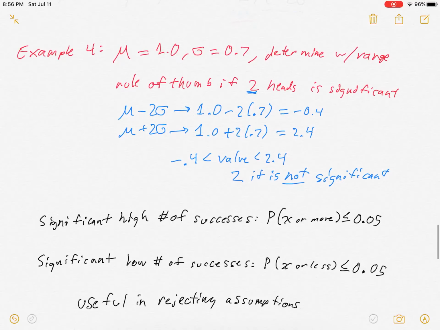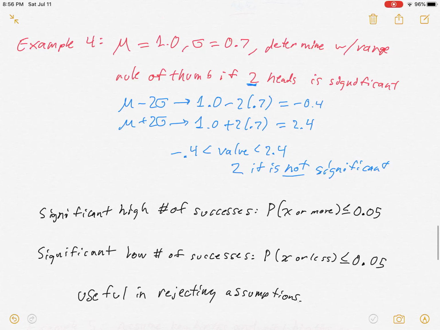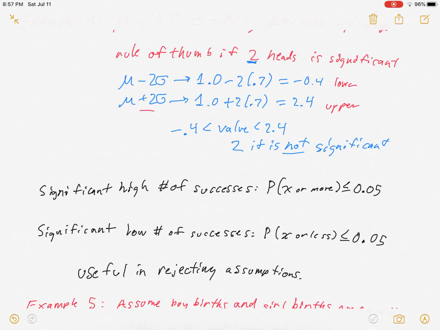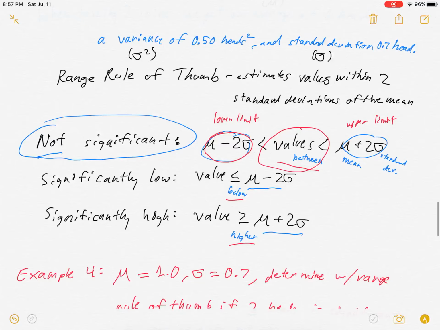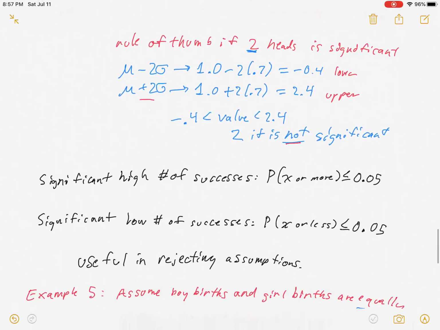Now let's try this example. Example 4. Mu equals 1, sigma equals 0.7. Determine with the range rule of thumb if 2 heads is significant. So mu minus 2 sigma is 1 minus 0.7 times 2, which gives us negative 0.4 as the lower limit. Likewise, we do the addition, and this gives us 2.4 as the upper limit. 2 is between negative 0.4 and 2.4, which means 2 is not significant, because it is between the 2 limits.